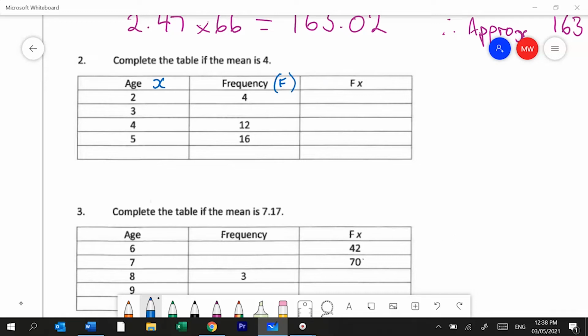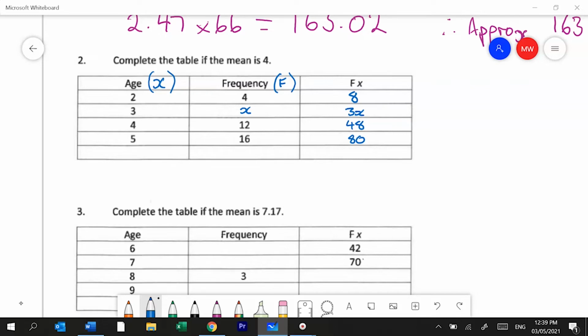multiplied by the frequency. So 2 times 4 is 8. I've got 4 times 12, which is 48. And I've also got 5 times 16, which is 80. But I've got a few unknowns here, and so what I'm going to do is use a letter in place. So I'm going to put an X in here. I don't want to introduce the second letter if I don't have to. So I know that the FX column is going to be 3 times X, which is 3X.